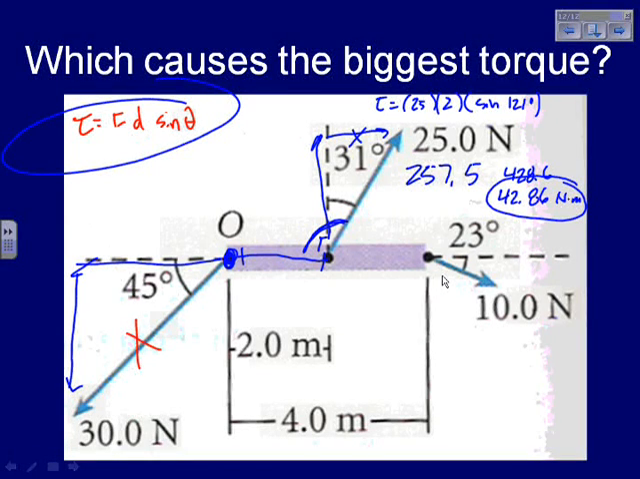You could just do the cosine of 31. Yes, that would actually get you the same answer. So you don't like find the... No, because this horizontal component here passes through the center of rotation, so it's not going to cause any torque.